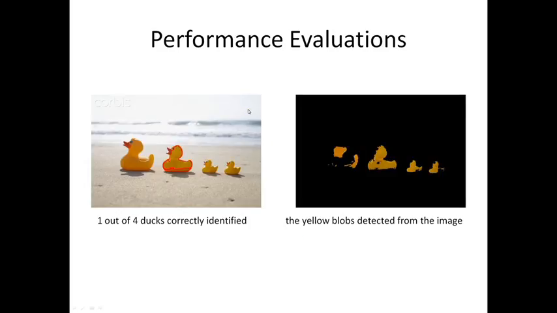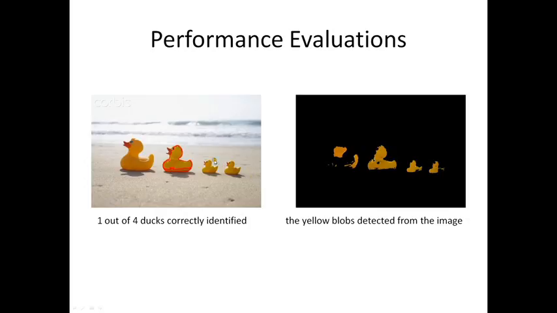In this next image here, we have those same 4 ducks that occurred on the beach. And in this image, since it's zoomed in a little bit further, we are able to detect the blob bodies of the 2 smaller ducks. However, only this middle one here is correctly identified.